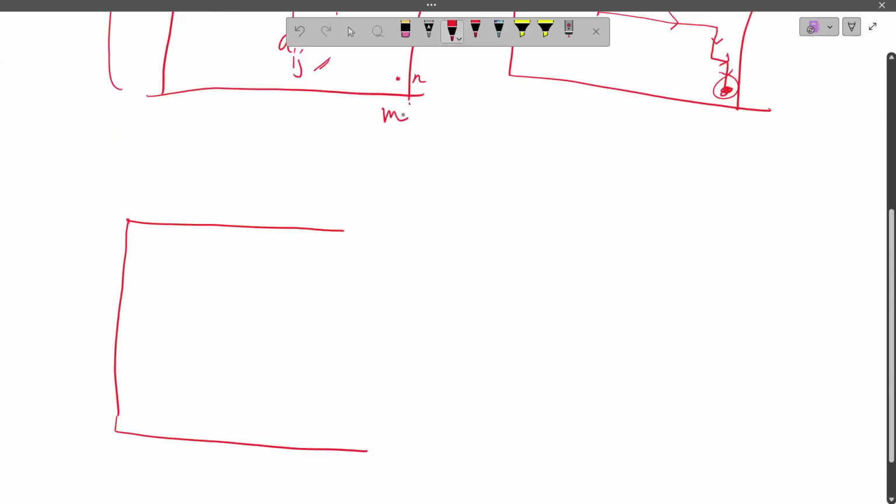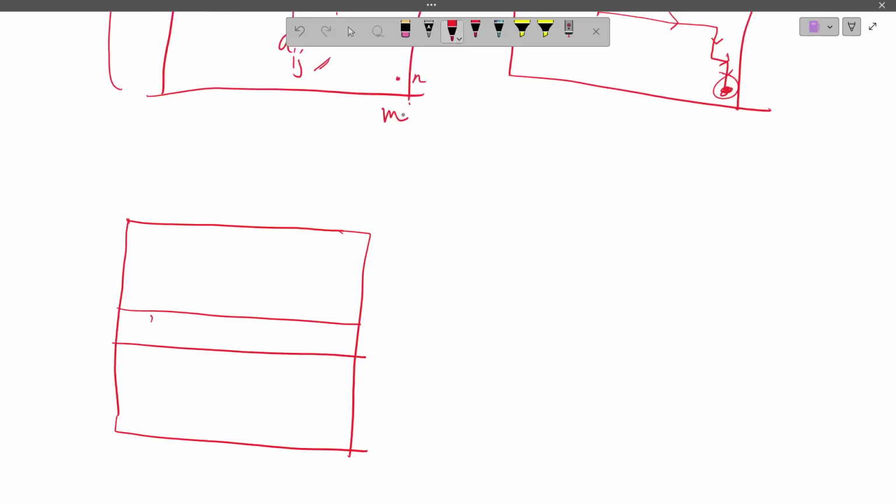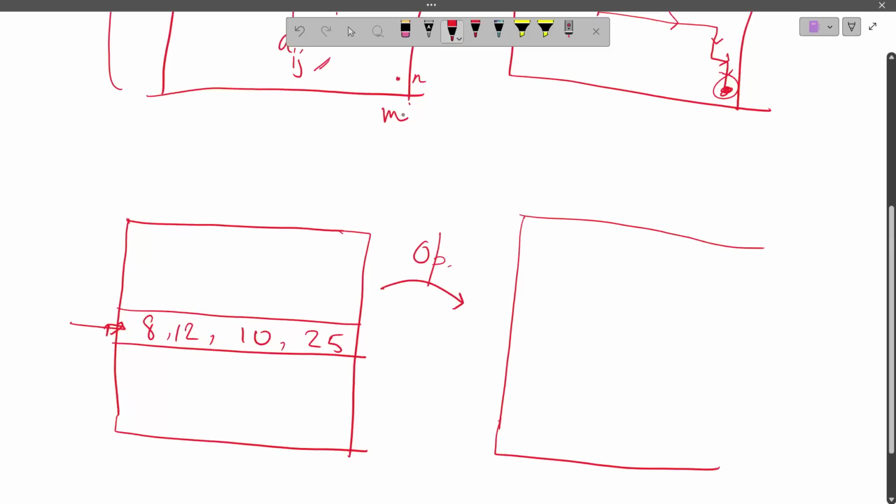So let me draw this. Suppose this is the grid, and this is some row of the grid which contains the values 8, 12, 10, and 25. This is just for an example perspective. Then you can do one operation on this as per the problem statement. If you do one operation, you select a row, you can also select this row, and then you do a cyclic shift on this row.